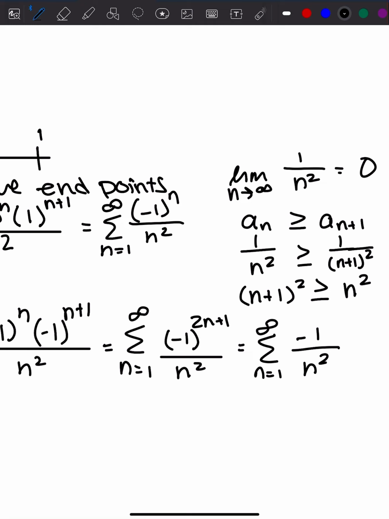This would be like taking our values and multiplying them by a negative. This is a p-series, where p is equal to 2. And we know that because p is greater than 1, so 2 is greater than 1, we know our series converges.